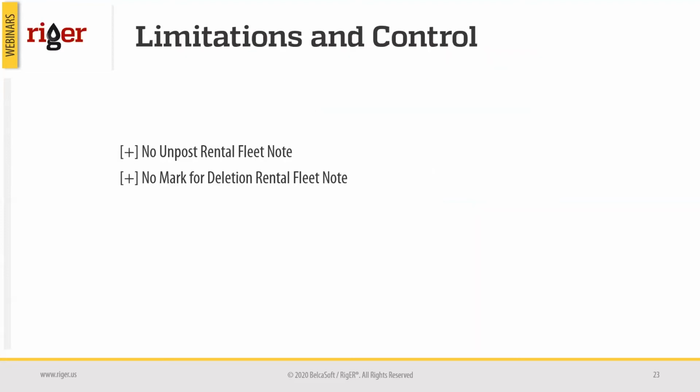Some limitations and controls we added to the system. There is no unpost for the rental fleet note. You can only reverse, and there is no mark for deletion for the rental fleet note. So this is a one-way document, and we have to apply that kind of restriction because we need to have full control of all the status changes in the system.